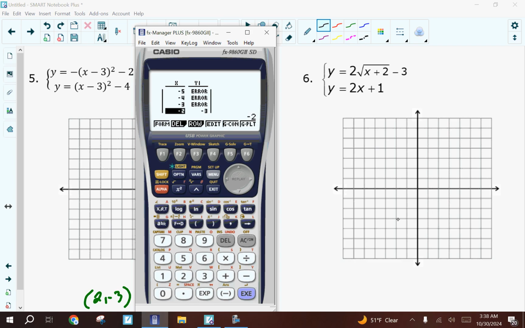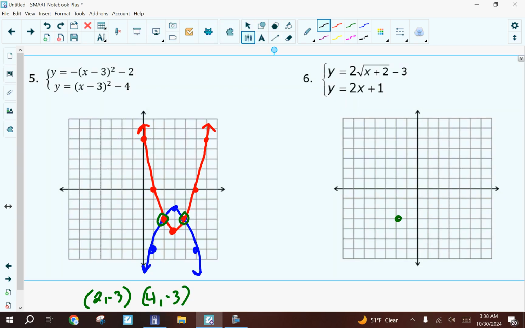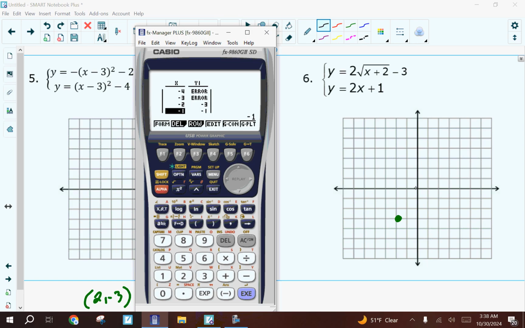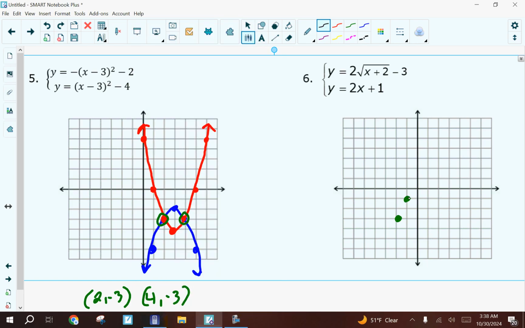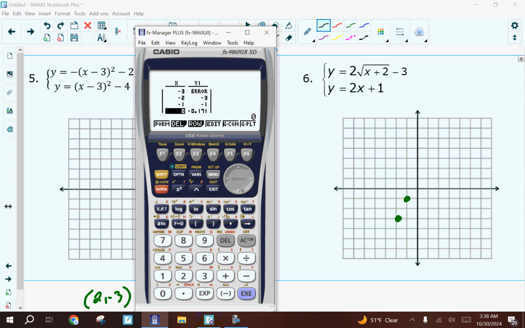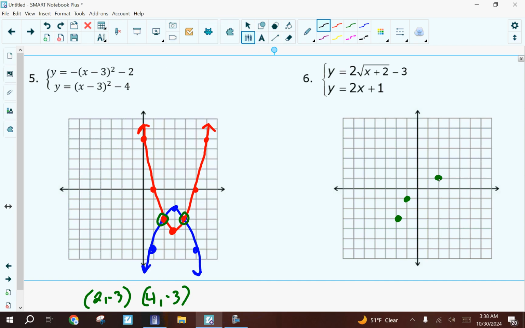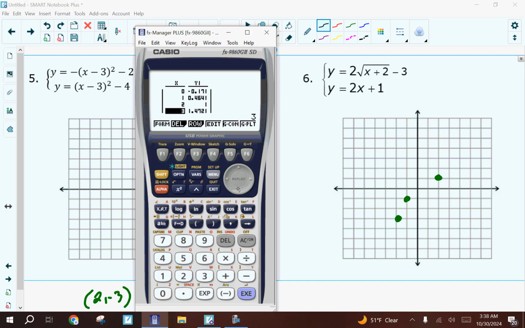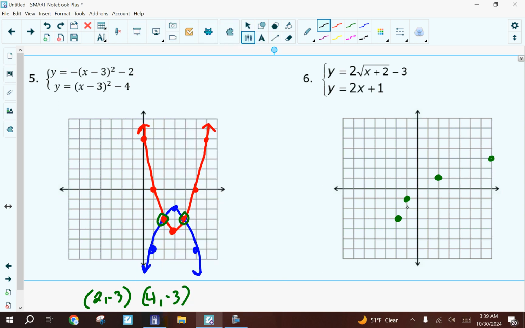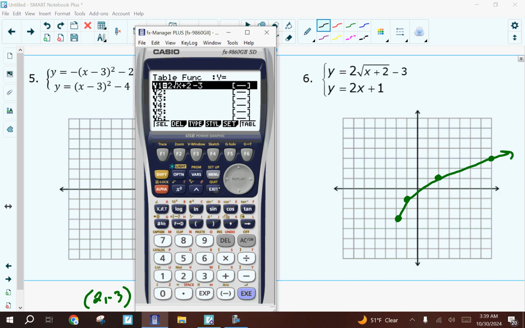So -2, -3, -1, -1. I don't want to graph the decimal, so I'll just graph the whole numbers. So 2, 1. 7, 3. 1, 2, 3, 4, 5, 6, 7. 1, 2, 3. So there's the first graph. And I'm going to go and delete that and put in my other one.